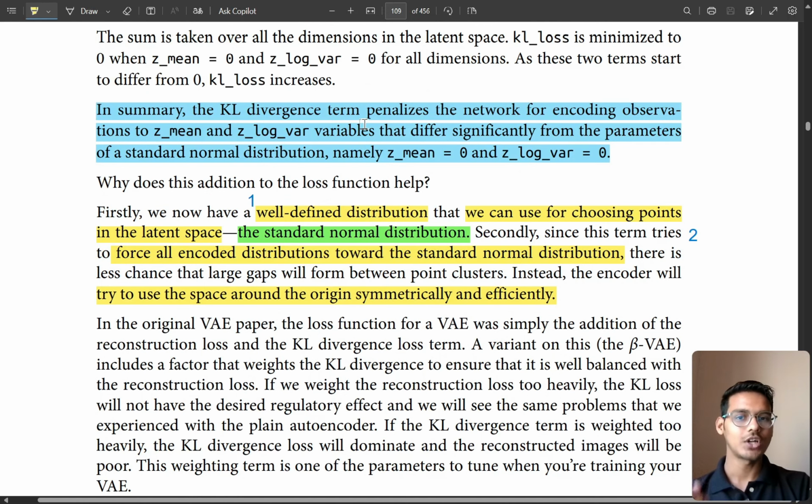The KL divergence term penalizes the neural network for encoding observations to z_mean and z_log_var that differ significantly from the parameters of the standard normal distribution.